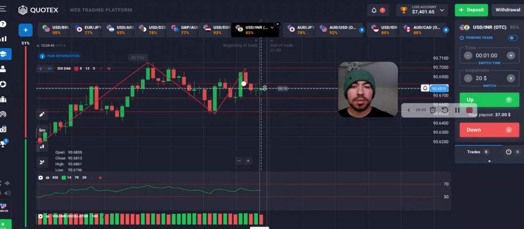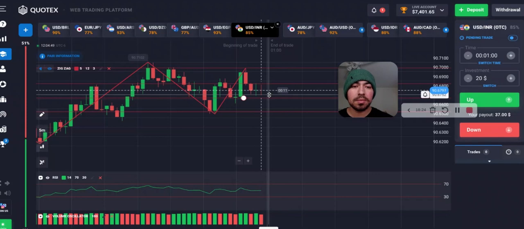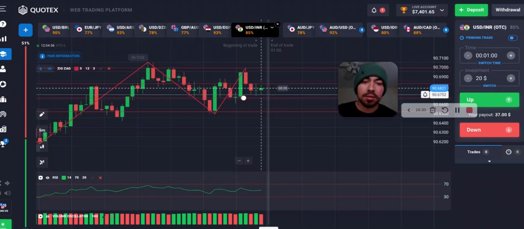Okay, we see this second green candle. It's coming back down. We're going to wait for the first minute of the next candle to pop up, and then I'm going to take a trade.